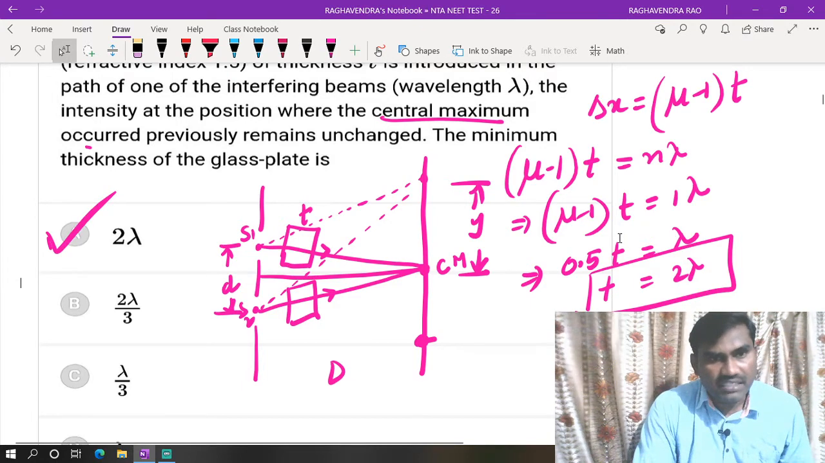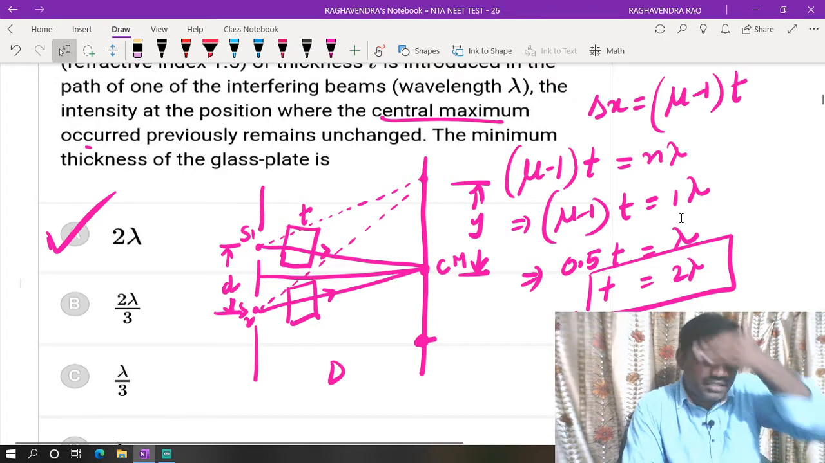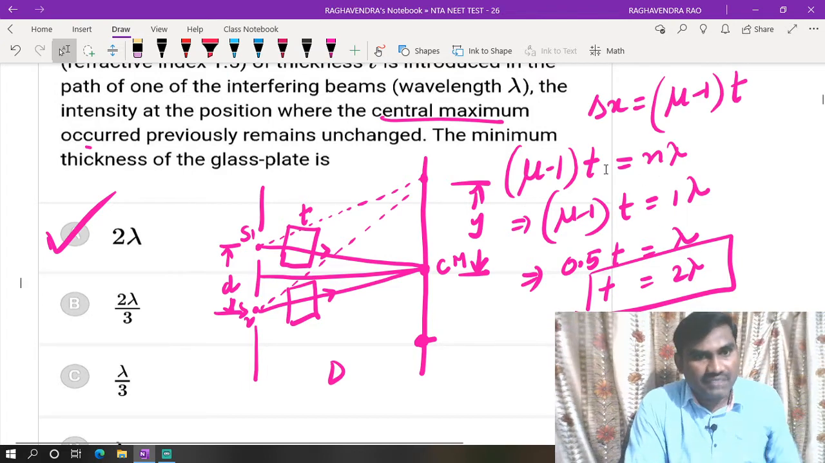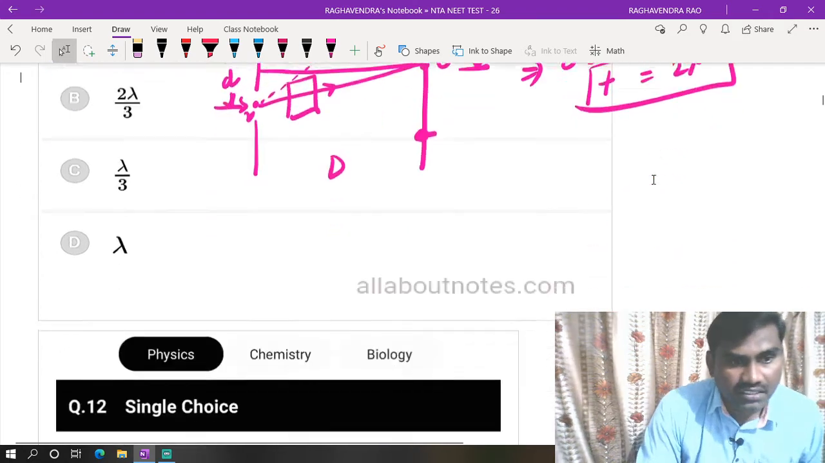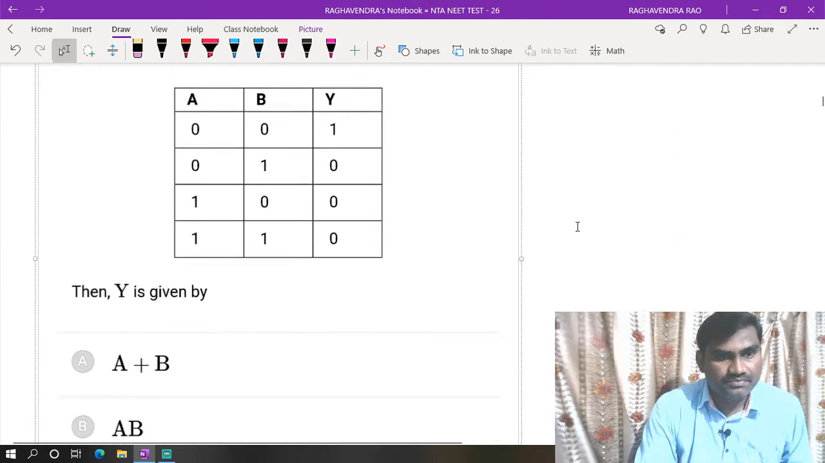So for the central maximum, n is equal to 1 is the order of the central maximum, and path difference is equal to n lambda is the condition for the central maximum.